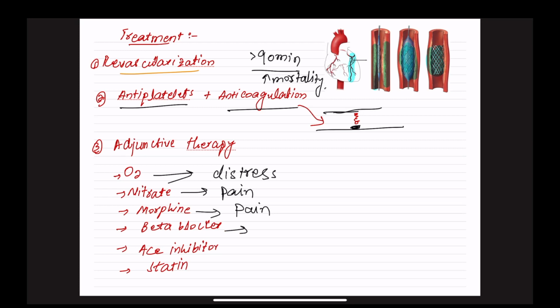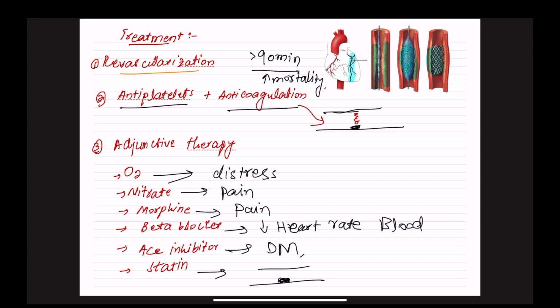Beta blocker is given to decrease heart rate, for the heart to be filled with the blood and to open up the coronary arteries. ACE inhibitors are given in diabetes mellitus patients, and statin is important too. It stabilizes the atherosclerotic plaque within the coronary artery, so the blood clot is not formed and there is no occlusion of the coronary artery. That is why statin is very important here.